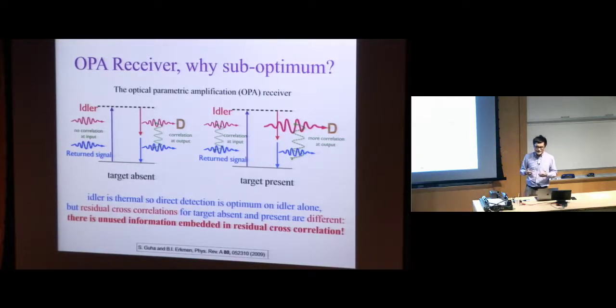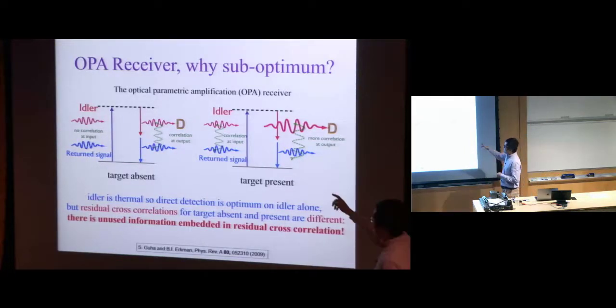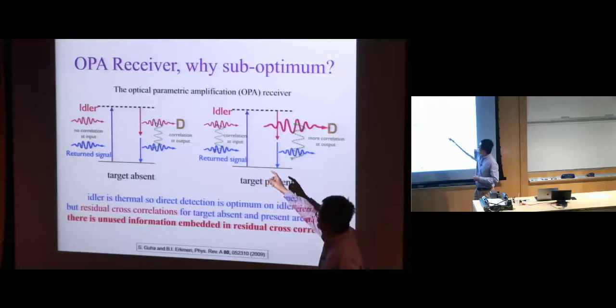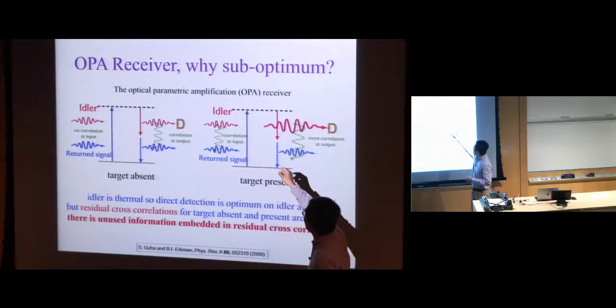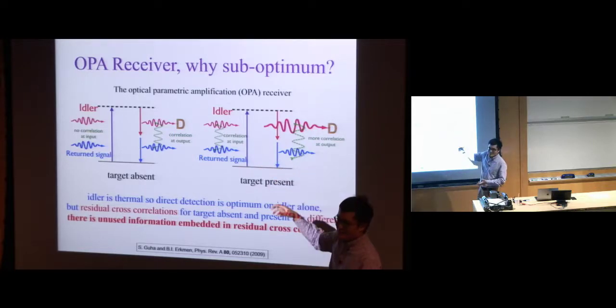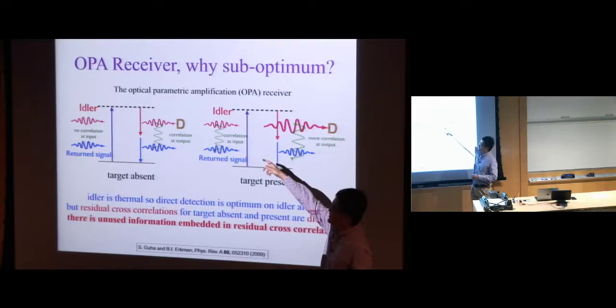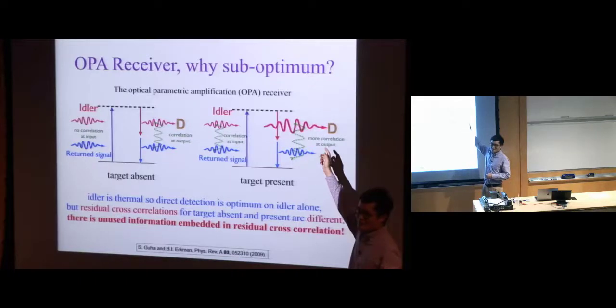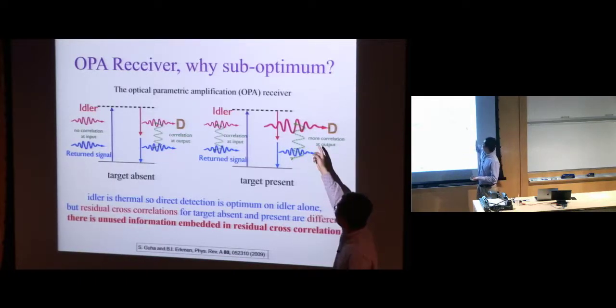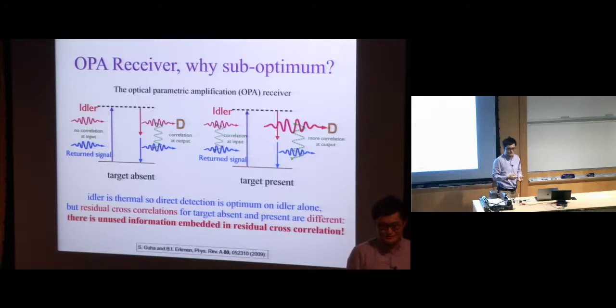Okay, although initially there's no correlation because the target is absent, at the output of this receiver, correlation is created. For the target present case, both arms are amplified, but the correlation between the two is also amplified. So now you just perform a direct detection on your reference arm, and you completely discard this correlation between the two arms.